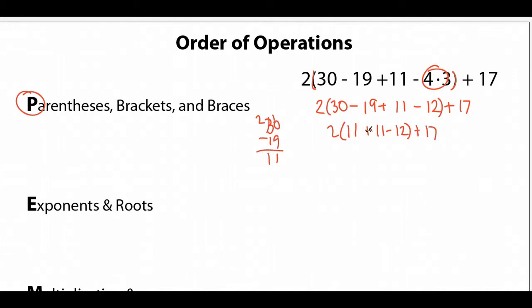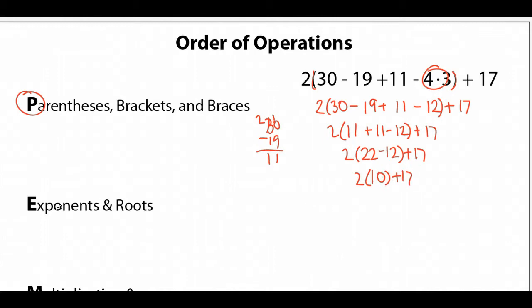Now we're still in our parentheses. Now we are moving again left to right. So then we say 11 plus 11 is 22. Minus 12. Drop it all down. And we say 22 minus 12 is 10. And drop it all down. Now we're done with our parentheses.